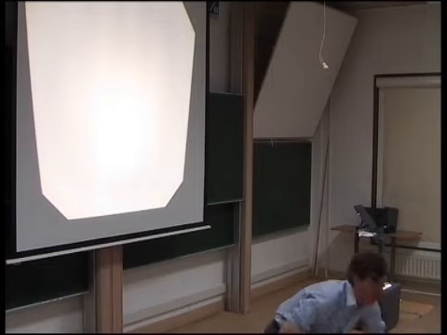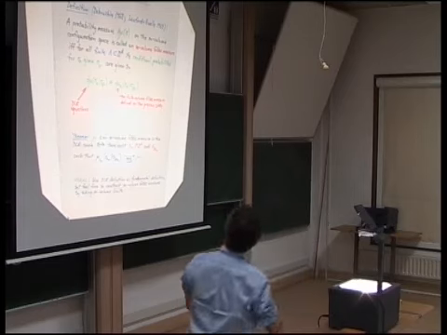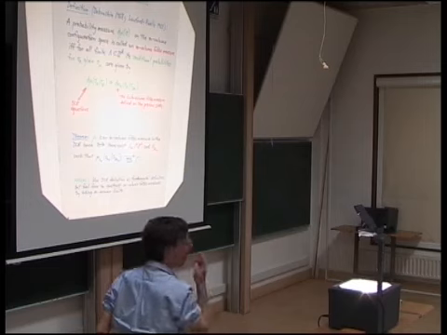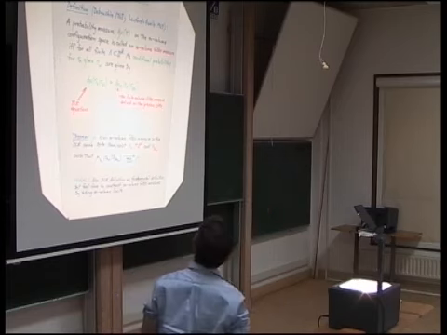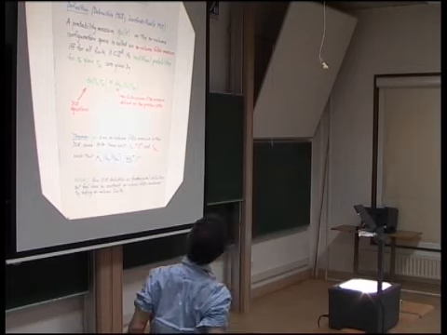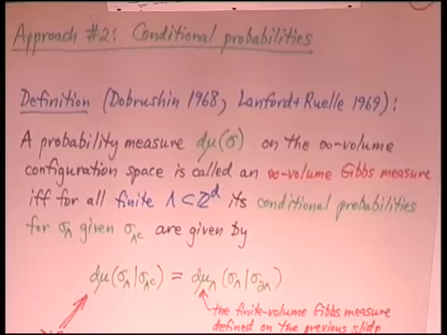So here's an alternative approach due to Dobrushin, Lanford and Ruelle, which is equivalent to the elementary approach, but is much more convenient for checking. The definition is, consider a probability measure mu on the infinite volume configuration space, {-1,1}^(Z^d). Such a probability measure is called an infinite volume Gibbs measure if, for all finite subsets lambda of Z^d, the conditional probabilities for the spins inside, given the spins outside, are what they should be.